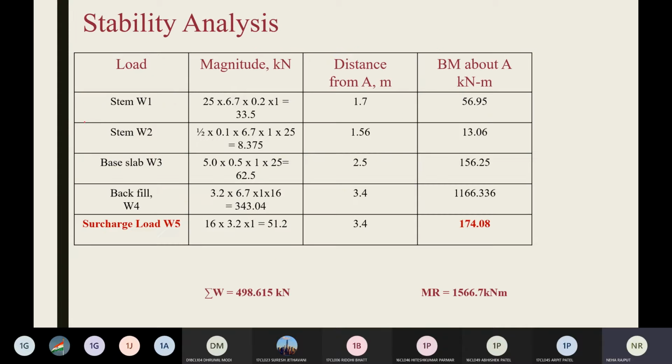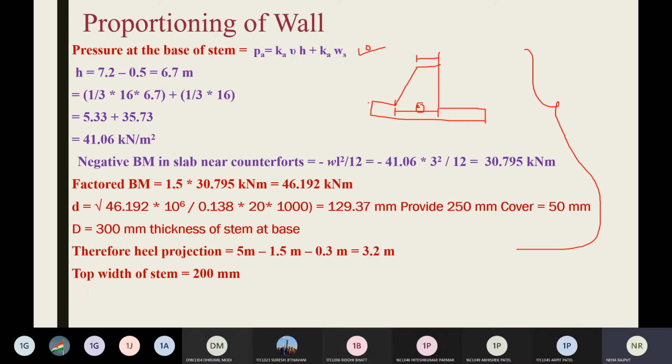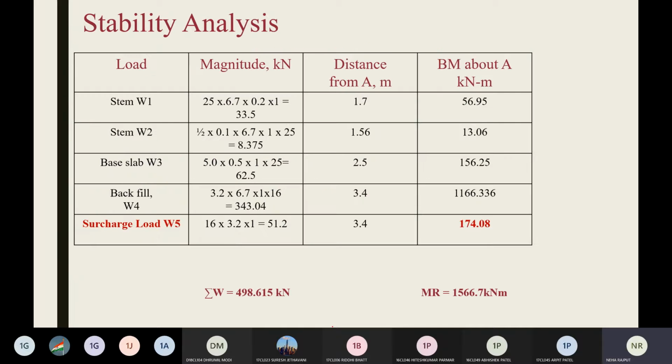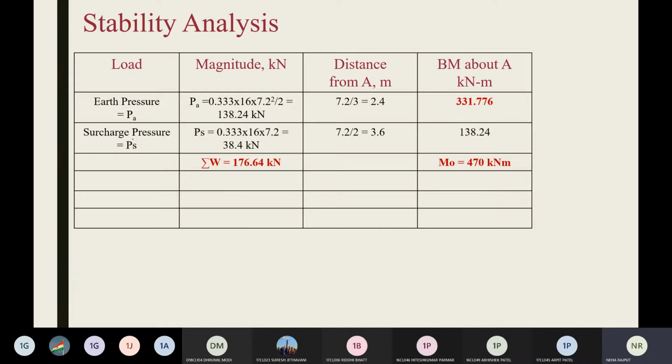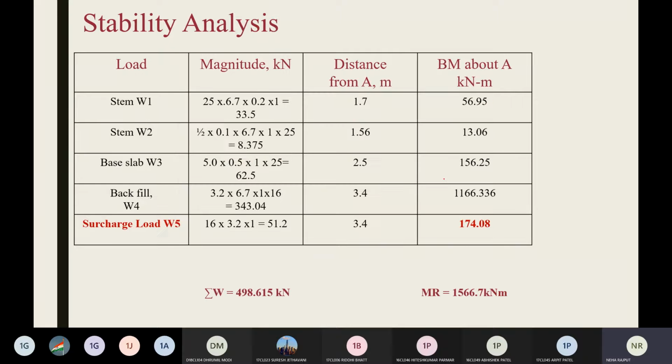Then after you need to go with the stability analysis. You need to make this table: load, magnitude, distance and bending moment at A point. A point means this point. At this point you are going to find the stability. So you can find the overturning pressure, earth pressure and surcharge pressure both. So this will give the overturning moment. This is your resisting moment.